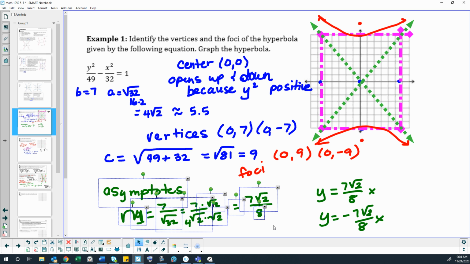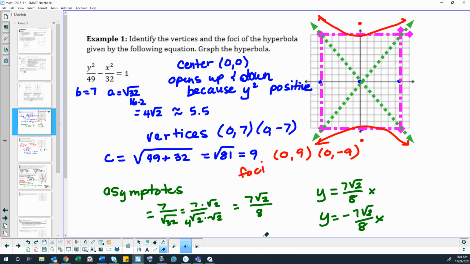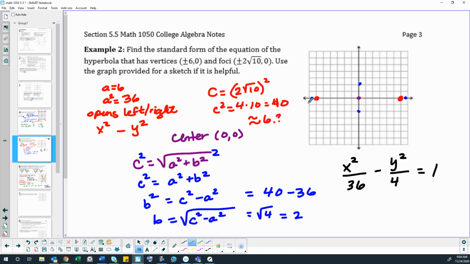Okay, let's move on to our next question. This is just a mess. That's why, because it has that y underneath it when I was really just talking about slope. Okay, let's go on to the next one and look at those asymptotes.